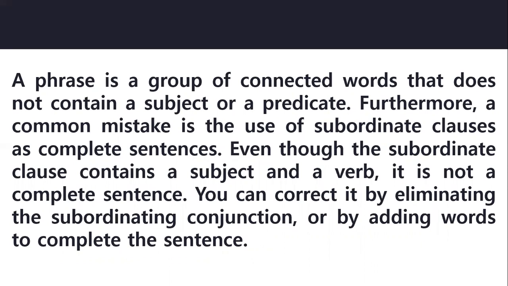Furthermore, a common mistake is the use of subordinate clauses as complete sentences, like we have seen with "if you travel this summer." Even though the subordinate clause contains a subject and a verb, it is not a complete sentence. You can correct it by eliminating the subordinating conjunction, in this case "if," or by adding words to complete the sentence: "If you travel this summer, give me or bring me souvenirs."